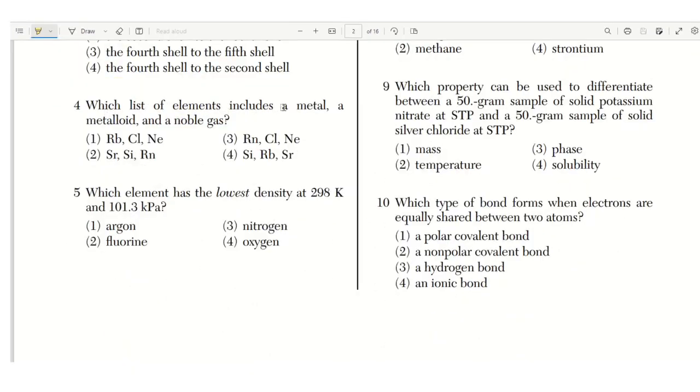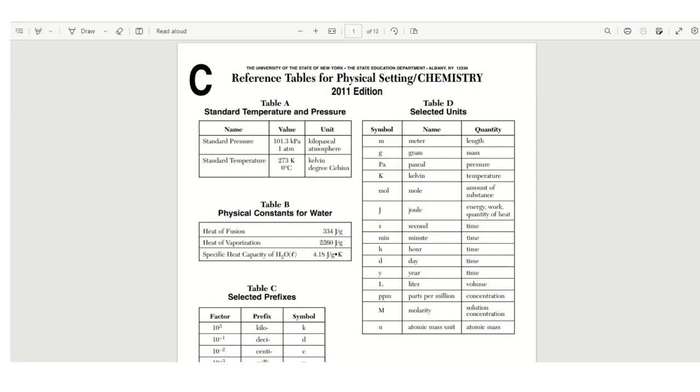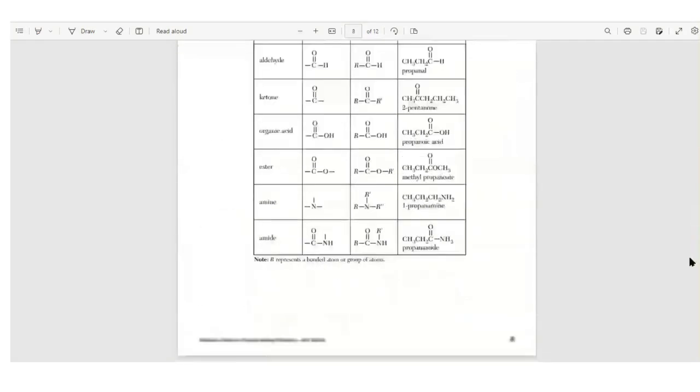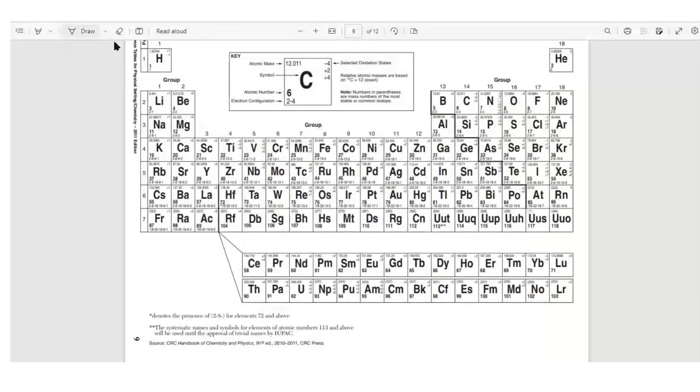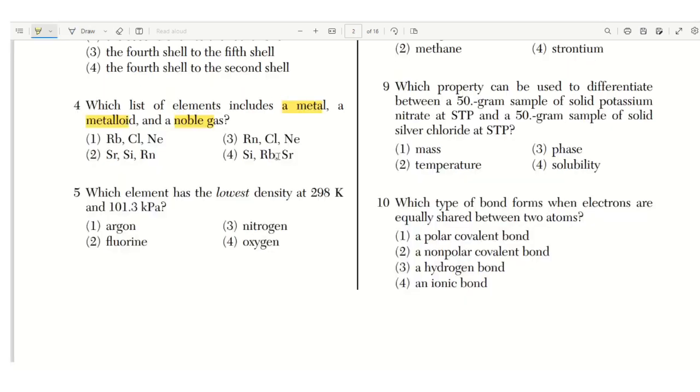Which list of elements includes a metal, a metalloid, and a noble gas? Well, we need the periodic table. Here we go. Metals are over here, on the left side, except for hydrogen, that's a nonmetal. Metalloids are right here along the staircase, on either side. So it would be easy to identify a metalloid first. Let's go back to our list, and I know for sure that silicon right here is a metalloid.